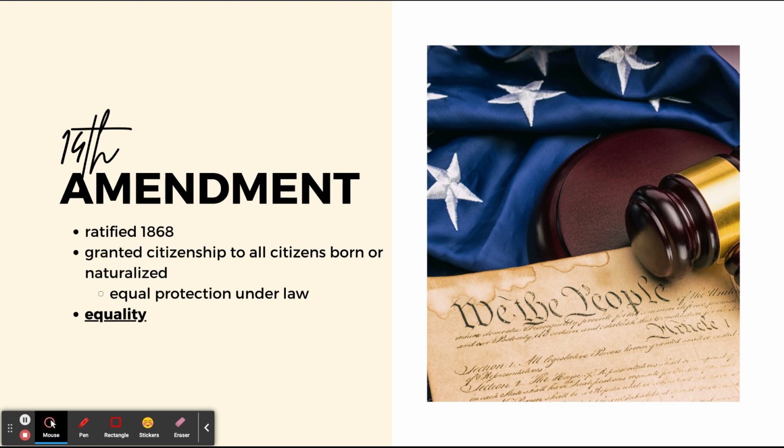The 14th Amendment was ratified in 1868, so this was about 3 years later. It granted citizenship to all citizens born or naturalized in the United States. What this meant was if you were born on American soil, then you were automatically an American citizen, or if you went through the formal immigration process, then you were also considered a citizen. And no matter whether you were born here or a naturalized citizen, there was equal protection under the law. And again, this addresses this core ideal of equality in that all citizens have the same level of protection.